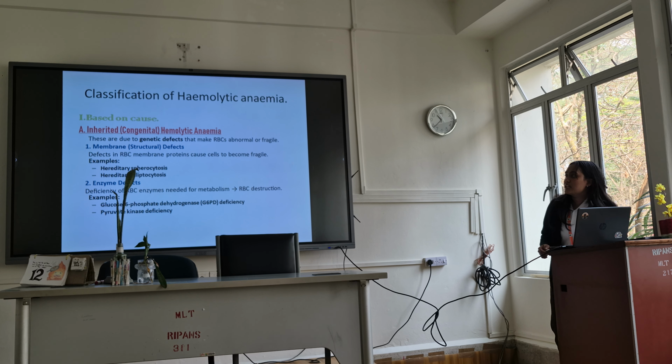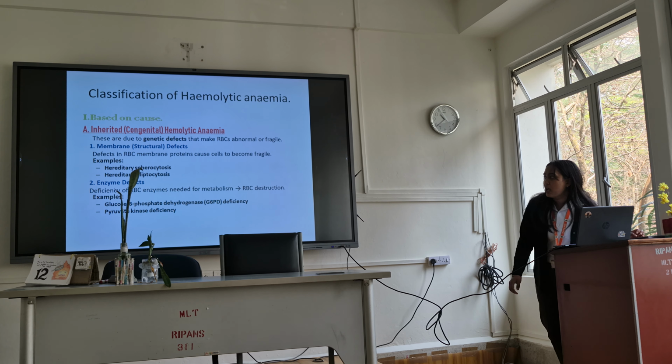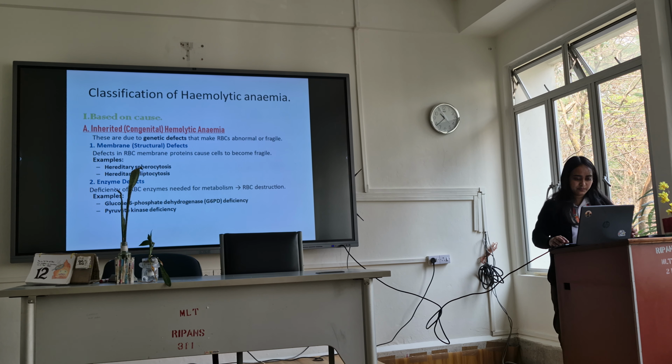Another type is enzyme defect. It is an inherited condition in which RBCs lack essential metabolic enzymes, leading to energy deficiency or oxidative damage and premature destruction of red blood cells. Examples are G6PD and pyruvate kinase deficiency.